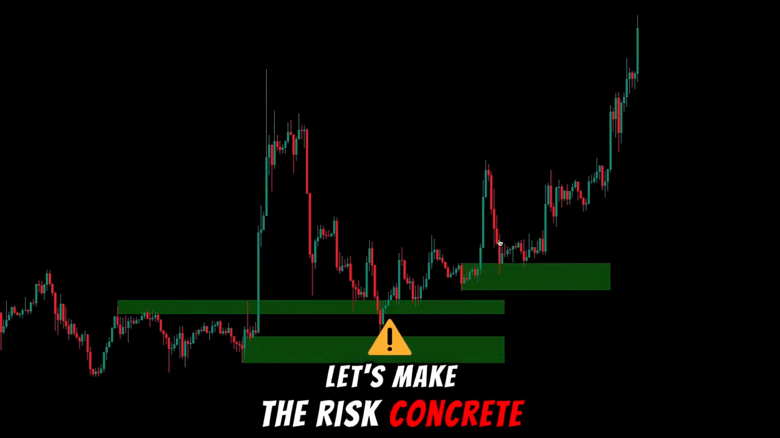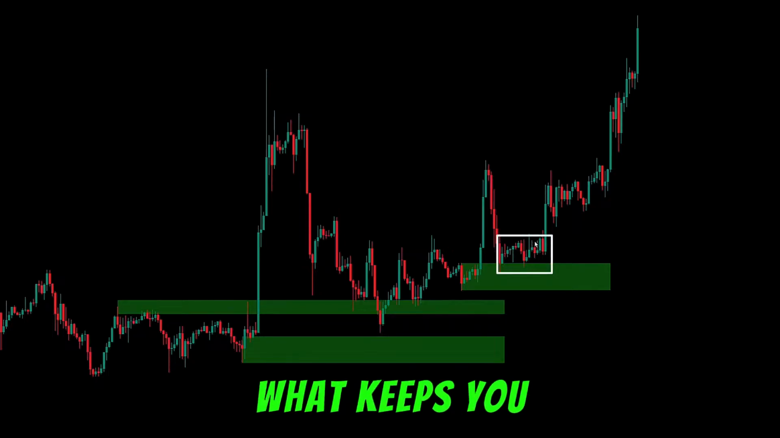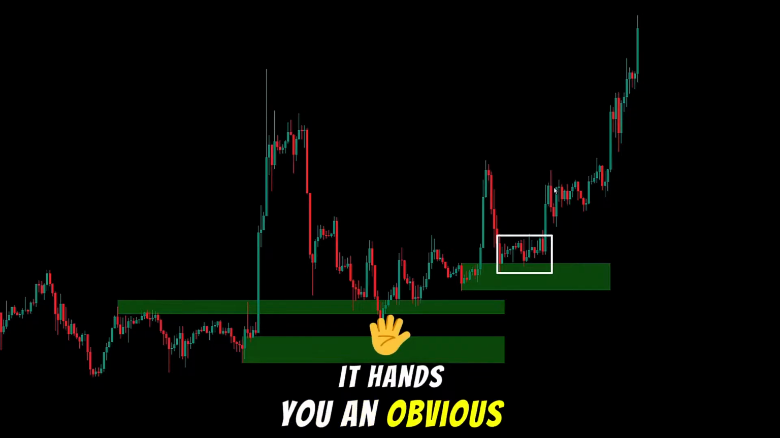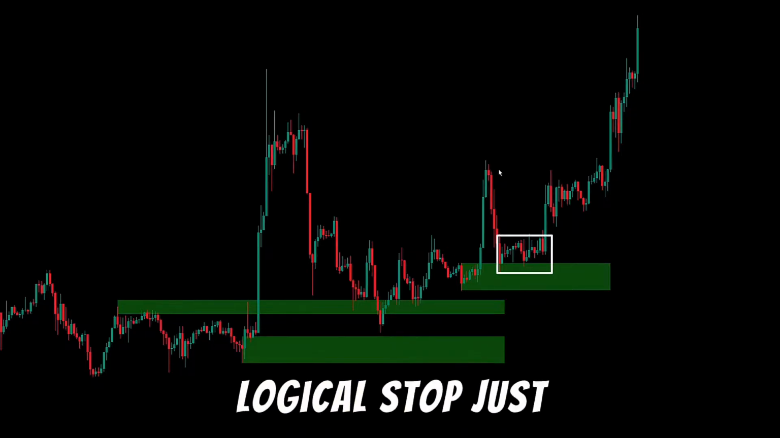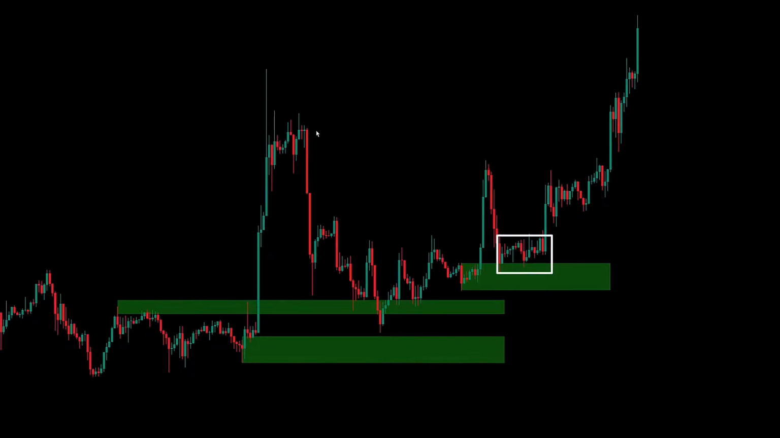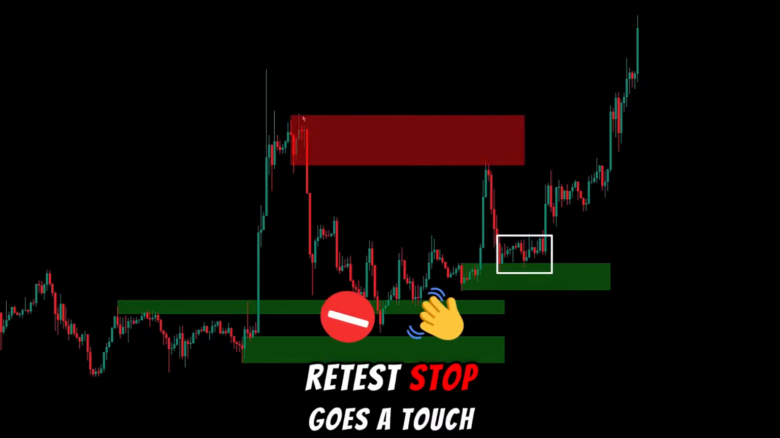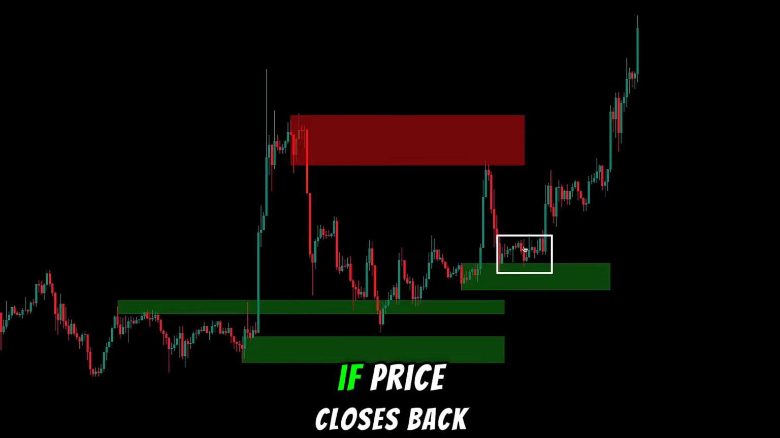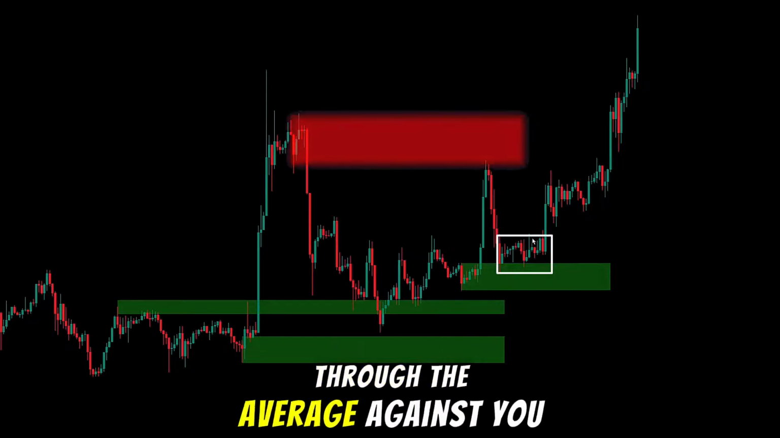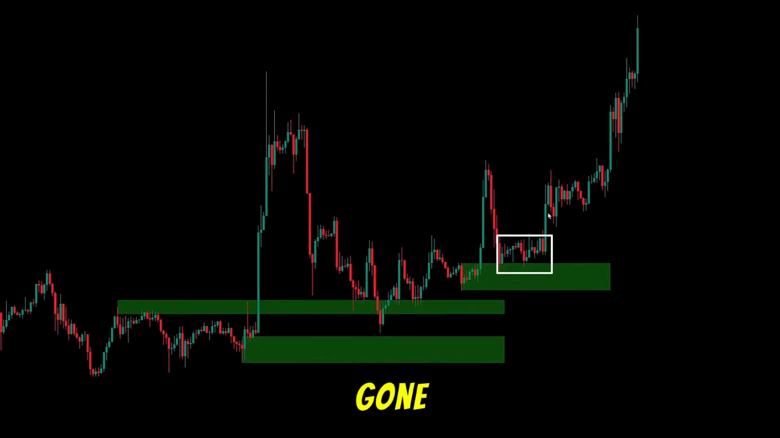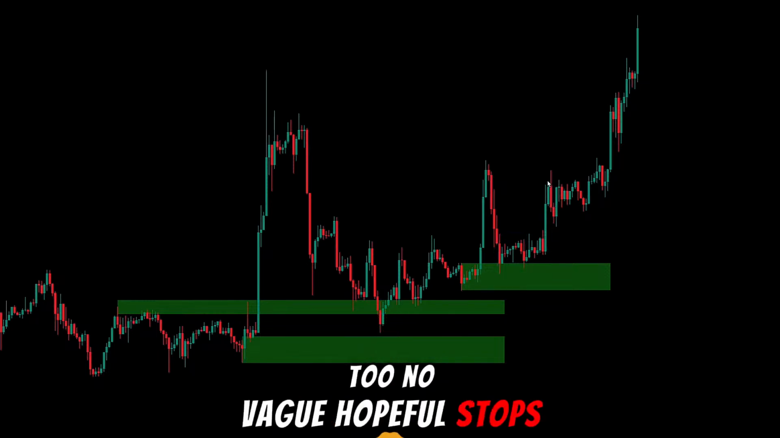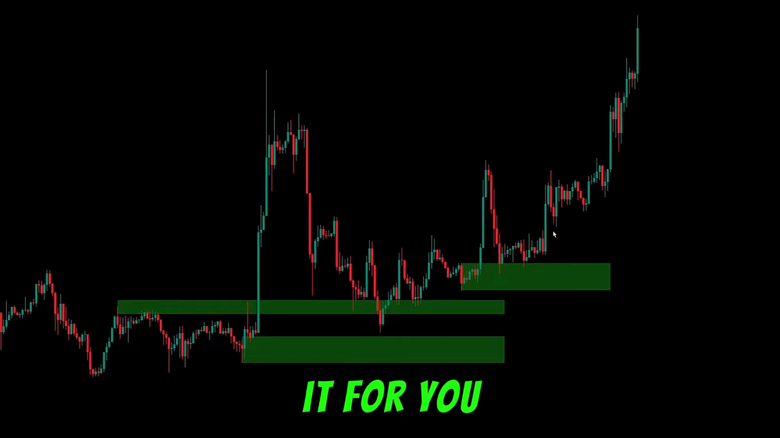Let's make the risk concrete, because this is what keeps you in the game. The beauty of a VWAP entry is that it hands you an obvious, logical stop, just on the far side of the yellow line. Long off a VWAP retest, stop goes a touch below VWAP. Short into a VWAP rejection, stop sits a touch above it. If price closes back through the average against you, the reason for the trade is gone, so you should be too. No vague, hopeful stops miles away, the level defines it for you.